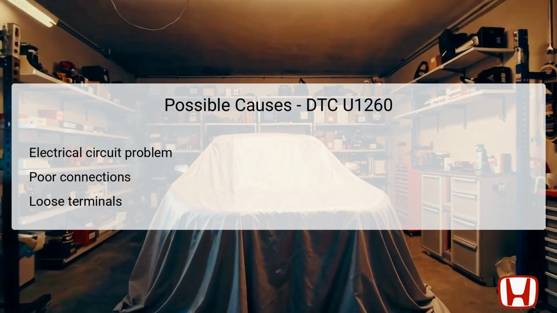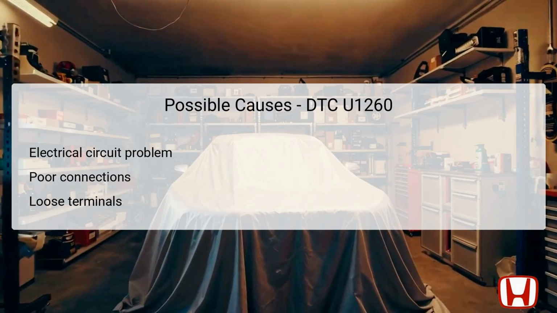When the signal is disrupted or lost, the vehicle's performance can be severely impacted, leading to limp mode or reduced power delivery. The primary cause of the U1260 DTC is linked to an electrical circuit problem. Unlike mechanical issues, which can be ruled out, electrical problems typically include poor connections or loose terminals within the circuit that connects the auxiliary transmission fluid pump to the TCM. Such vulnerability can lead to intermittent or complete disconnection, hence the communication error.